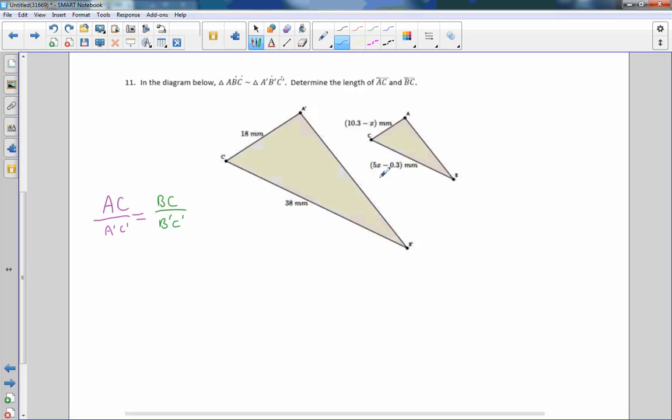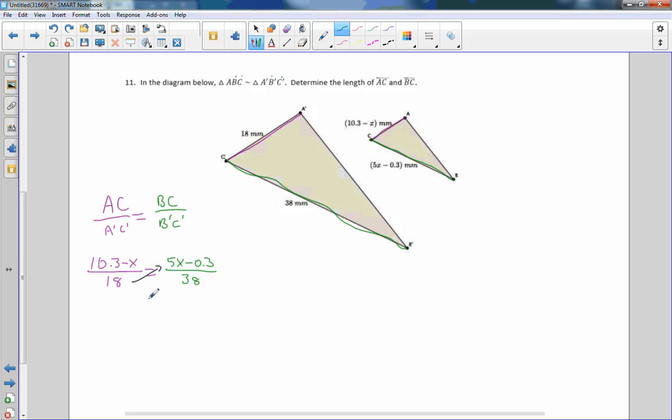So where is AC? AC is right here, and it's 10.3 minus x over A prime C prime, which is here, and that's 18. And that's going to equal BC, which is here. This is BC, and that's 5x minus 0.3 divided by, and here's B prime C prime right here, and that is 38. Okay, to solve this, I'm going to cross multiply.